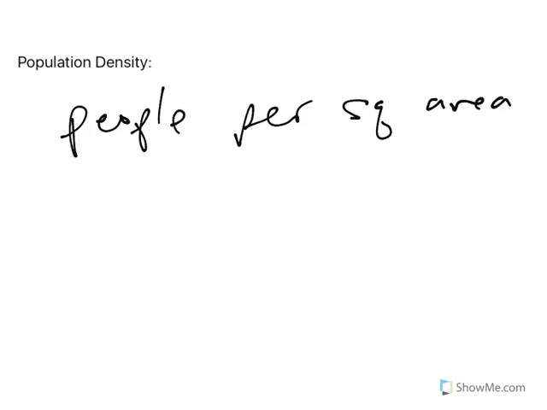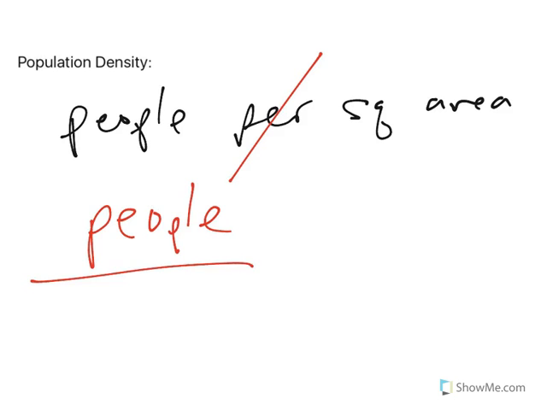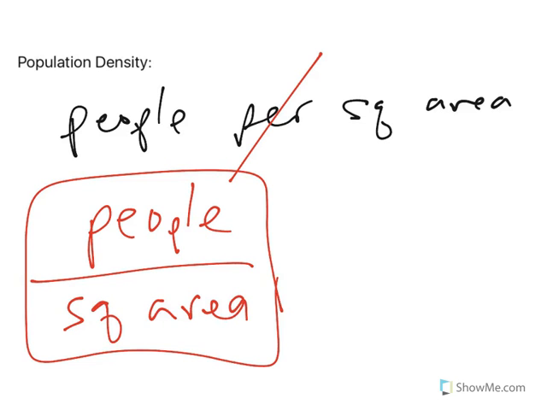But you'll notice, remember, per means division. So now we're putting people on top, and we're putting square area on the bottom. So population density is simply the amount of people you have in a square area. So people talk about the population density of Chicago, of New York, of LA, that kind of thing. All right, so let's play with this.